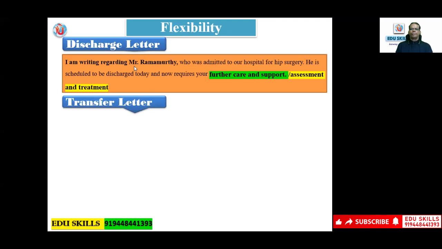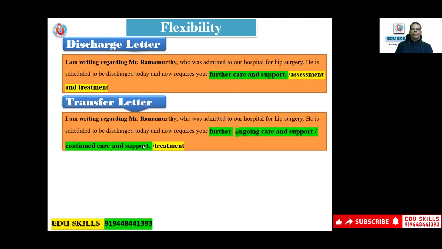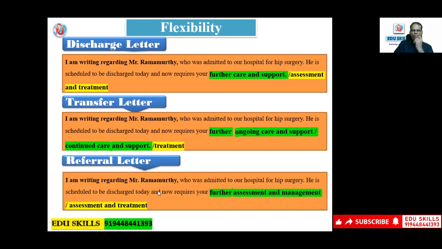And for flexibility, if you have to look into a discharge letter: I'm writing regarding Mr. Ramamurthy, who was admitted to our hospital for hip surgery. He is scheduled to be discharged today and now requires your further care and support, or now requires your assessment and treatment. And if it is a transfer letter: I'm writing regarding Mr. Ramamurthy, who was admitted to our hospital for hip surgery. He is scheduled to be discharged today and now requires your further ongoing care and support, or your further continued care and support, or ongoing care and treatment, whatever you want to mention, as per the case notes. Everything depends on the case notes.